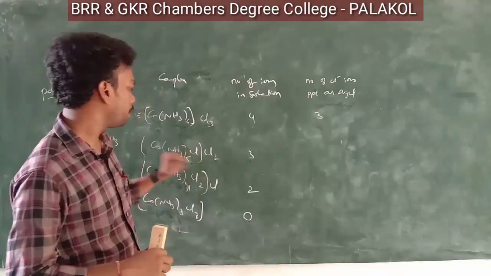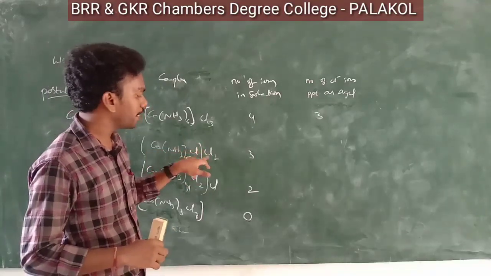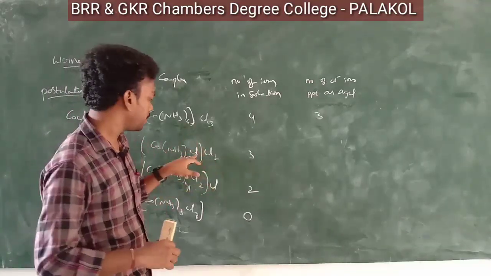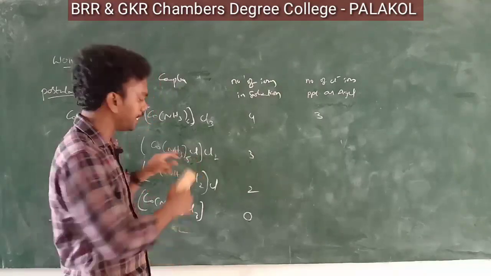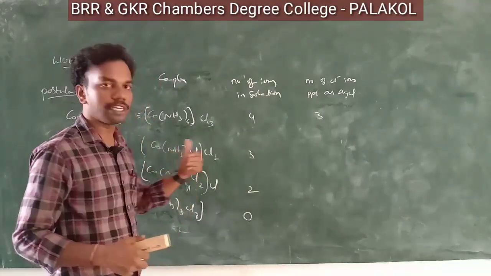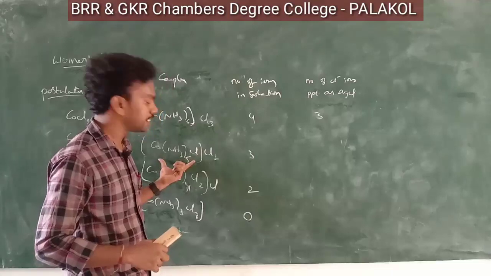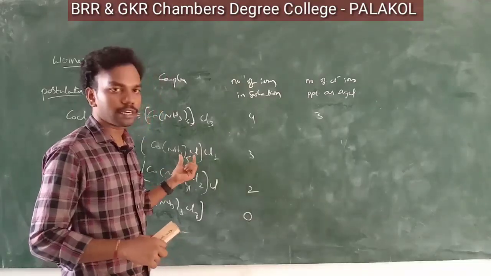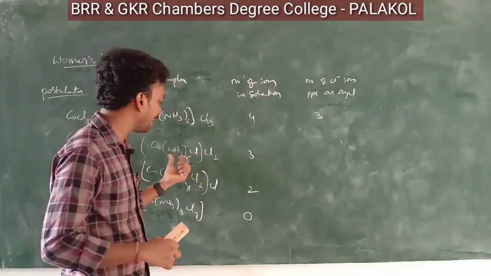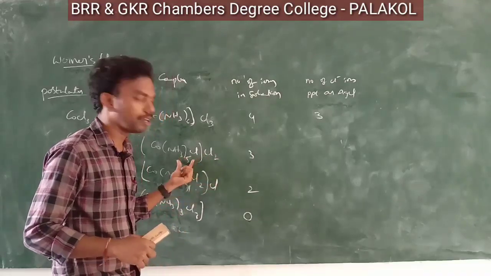By simply looking at this complex, here also we have 3 chloride ions, but 1 chloride ion is present in the coordination sphere. What I told in the previous class is that within the coordination sphere, the ions are not available in the free state. That is not ionized. So this part will ionize, but this part will not ionize.